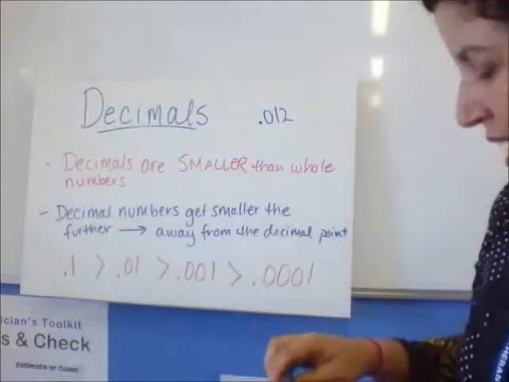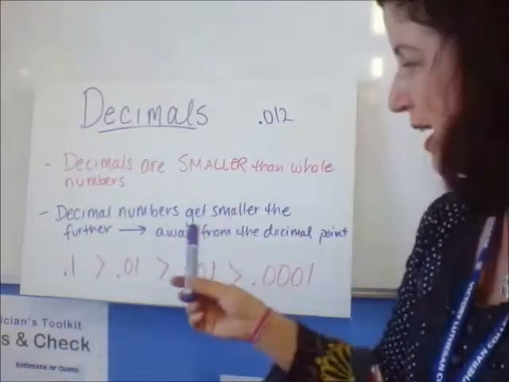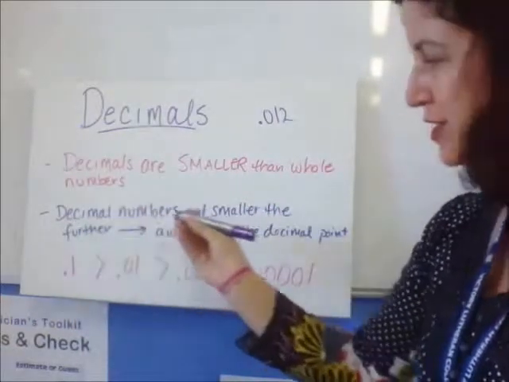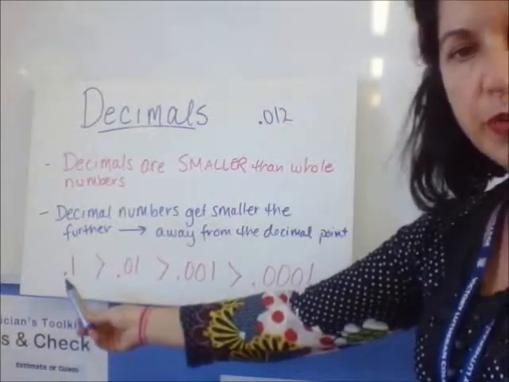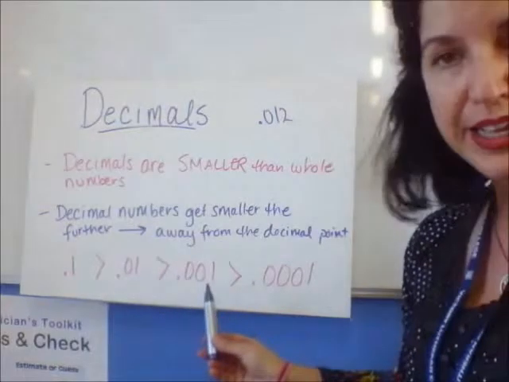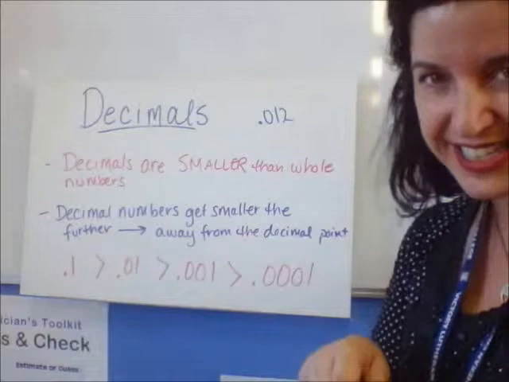In that instance, decimal numbers get smaller the farther they are away from the decimal point, and by that we mean to the right. So the farther you travel to the right, the smaller the decimal places get. For example, 0.1 is greater than 0.01, which is greater than 0.001, and so on. Okay, easy enough?